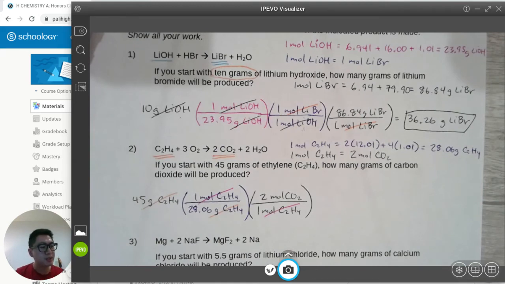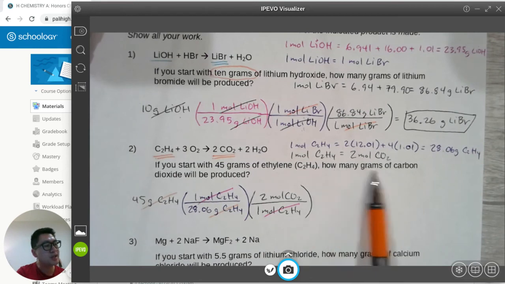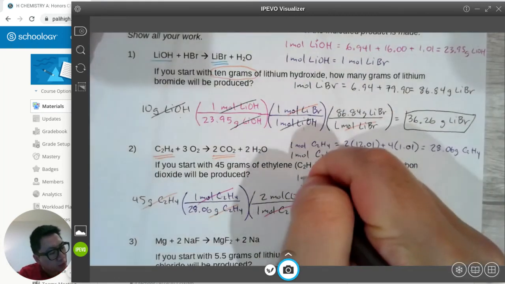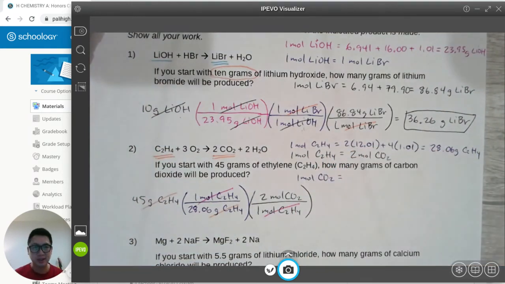Is the question how many moles of carbon dioxide? No. Again, the question is how many grams? So I need to find a molar mass. Whenever you're trying to change grams to moles or moles to grams, you always need to find a molar mass. You can only find molar mass by looking up everything on a periodic table and adding it all up. So I want to find a molar mass of carbon dioxide.